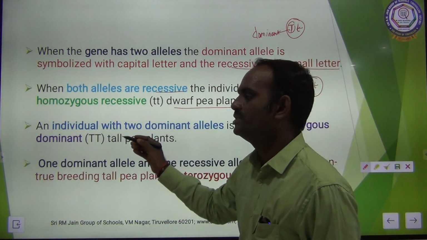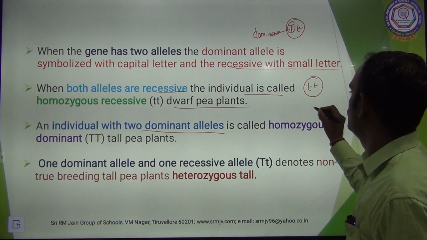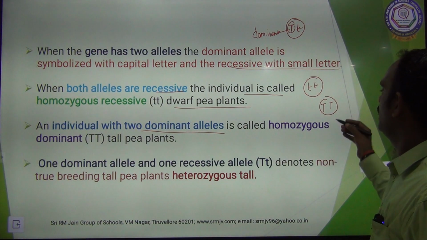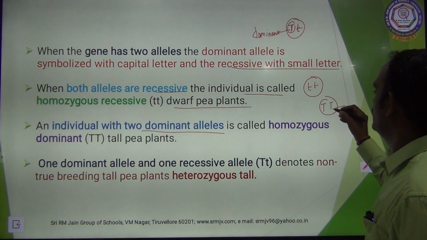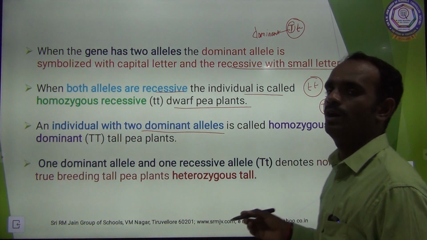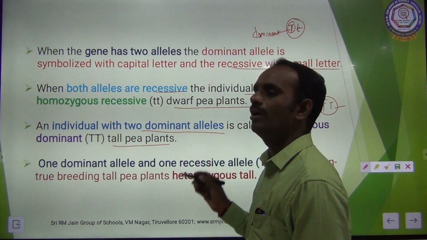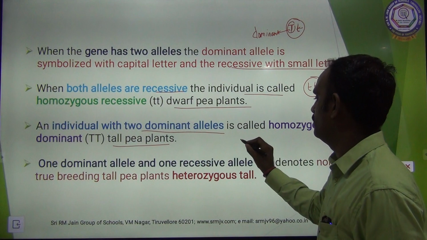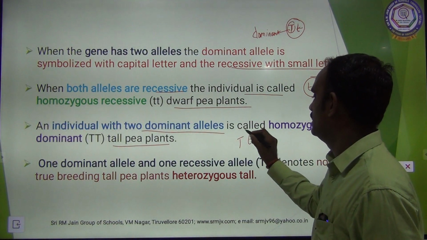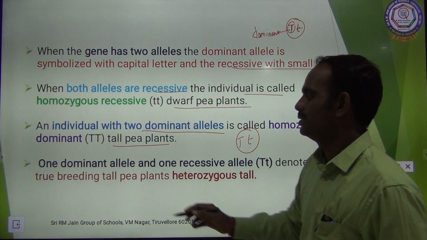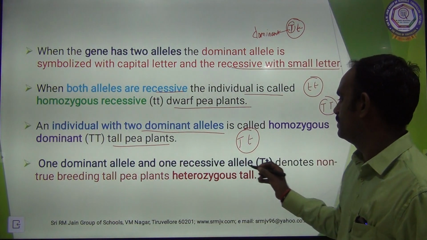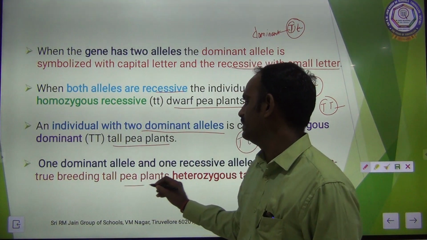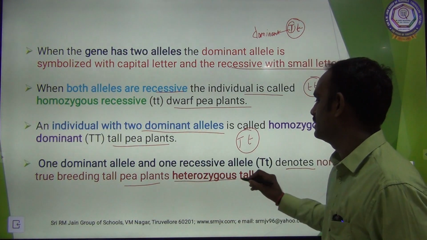If the individual has two dominant alleles, it is said to be homozygous. Homo means same. Homozygous dominant is TT, that is tall pea plants. One dominant allele and one recessive allele is said to be heterozygous. So one dominant and one recessive allele denotes non-true breeding tall pea plants, that is heterozygous tall.